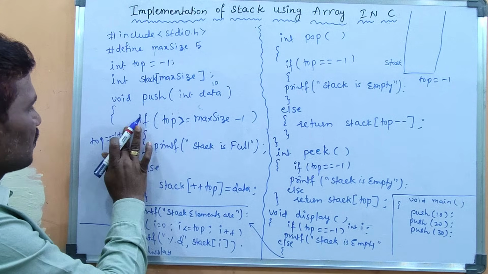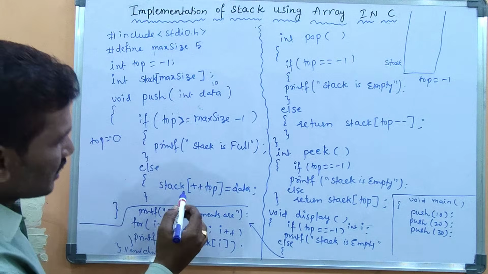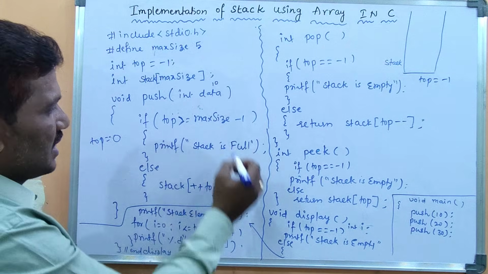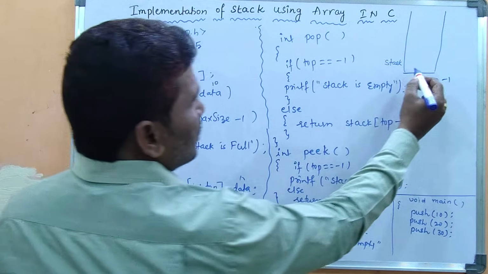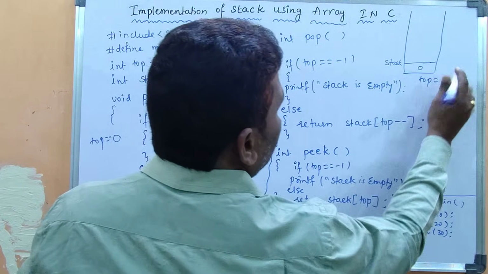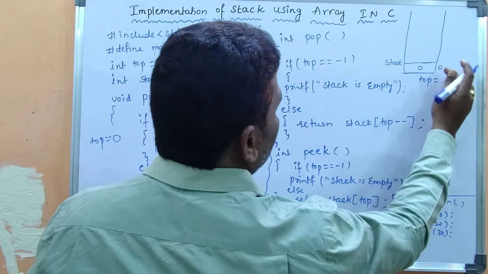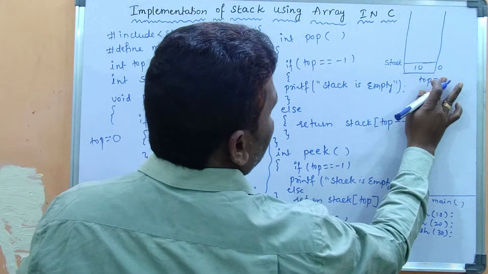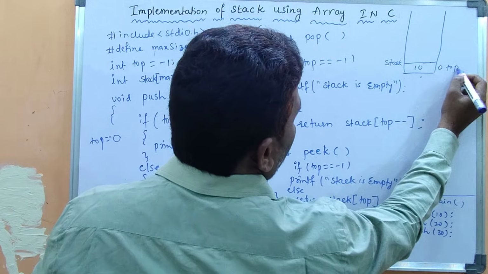Then the top value becomes 0. Here stack of 0 holds the data. What is the data? 10. Because here stack of 0, the top value will be 0, and 10 will be stored. This is called the top element.